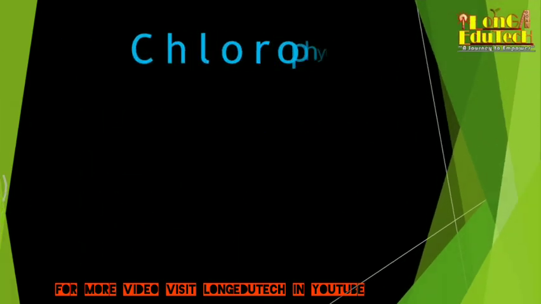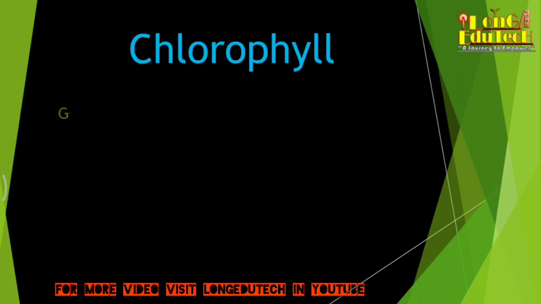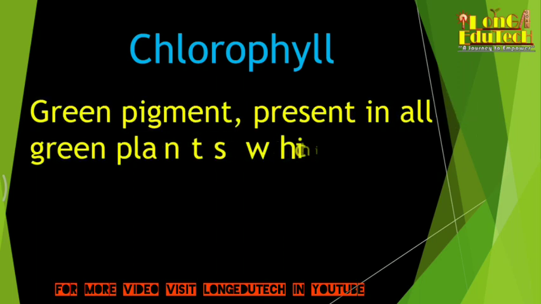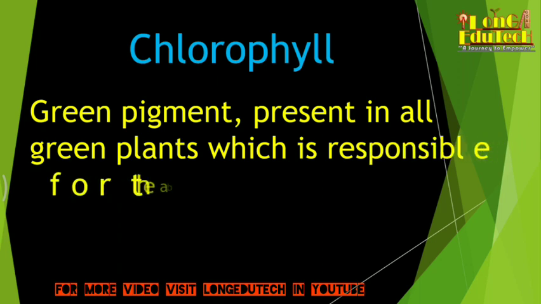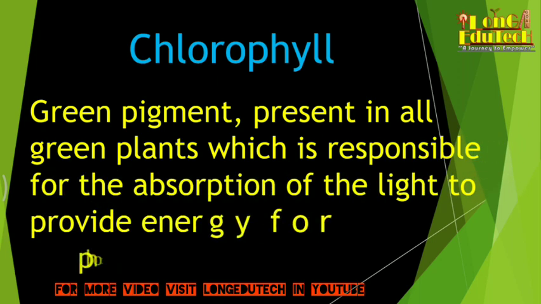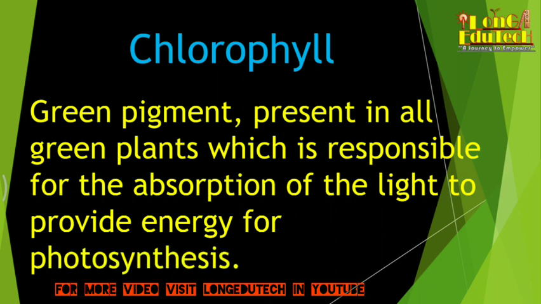Now comes chlorophyll. What is chlorophyll? The green pigment present in all green plants, which is responsible for the absorption of light to provide energy for photosynthesis. That is called chlorophyll. It is green in color and is contained in the chloroplast.